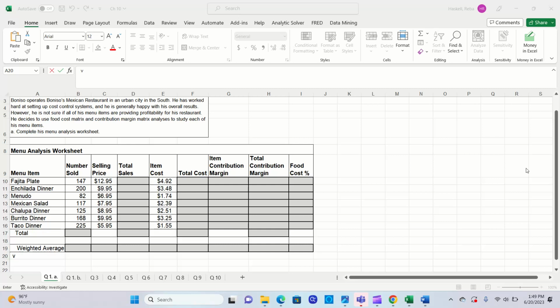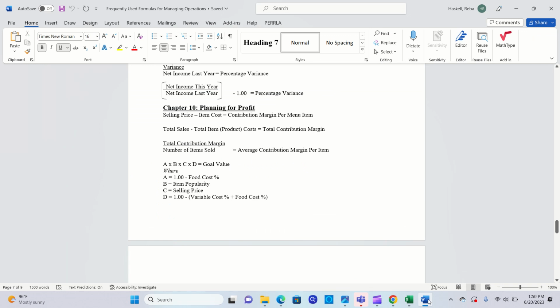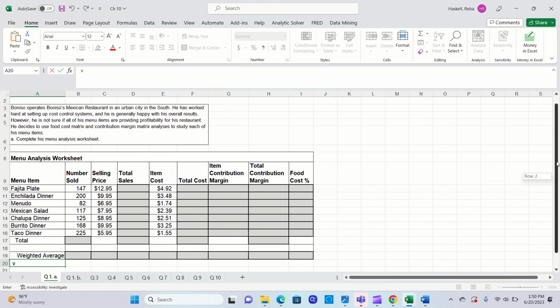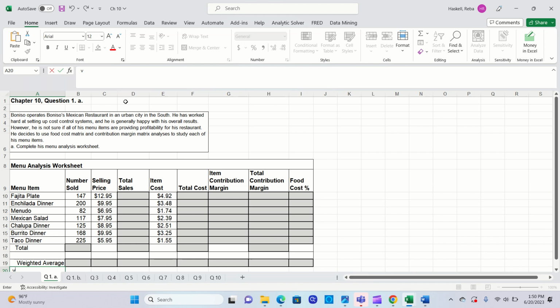Part 10. All right, so in this chapter, we are talking about planning for profit. Question number 1. Boniso operates Boniso's Mexican restaurant in an urban city in the South. He has worked hard at setting up cost control systems, and he is generally happy with his overall results. However, he's not sure if all of his menu items are providing profitability for his restaurant. He decides to use the food cost matrix and contribution margin matrix analysis to study each of his menu items.